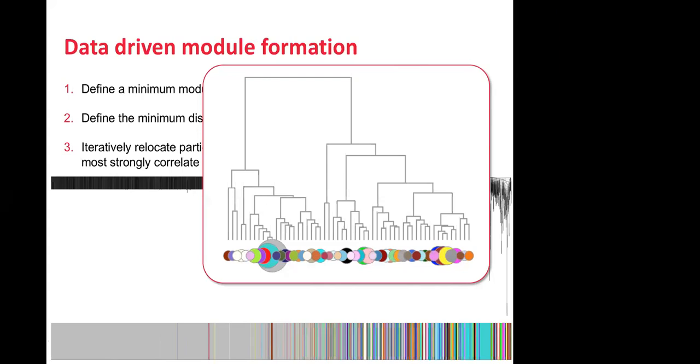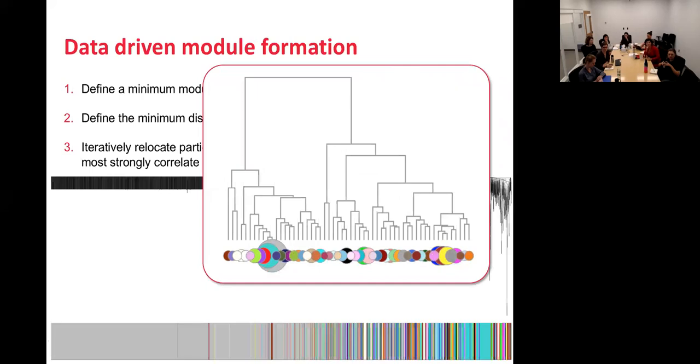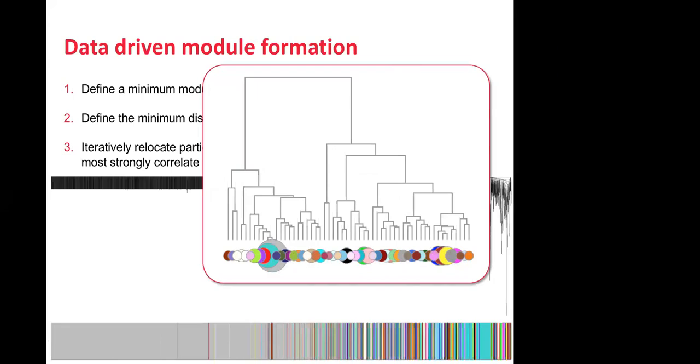Yes. And then what I don't understand, and I would love to, is your point number 3. I don't know what it means to iteratively relocate participants. Okay. So if you have this dendrogram here with these modules plotted, this is done at step 1. The participants are located into a module based on the 2 parameters I gave, the distance and the minimum size you want your modules to be.